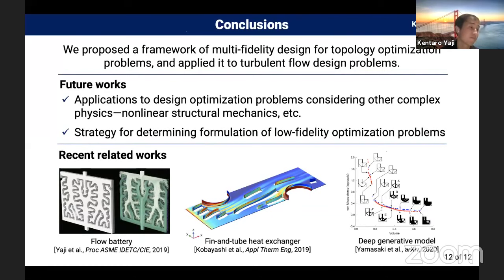Okay. Thank you, Professor Yaji, once again for your very interesting presentation. Let us move to the next speaker. The next speaker is Professor Silva from Brazil, a federal university.